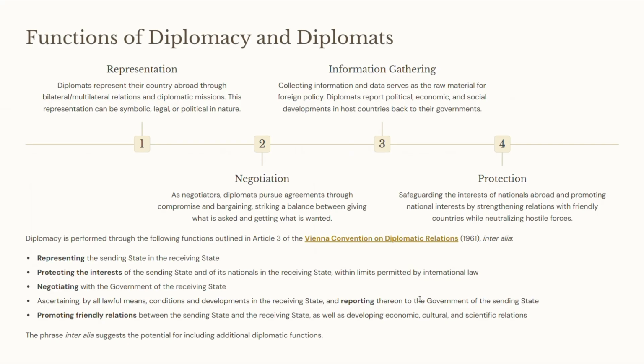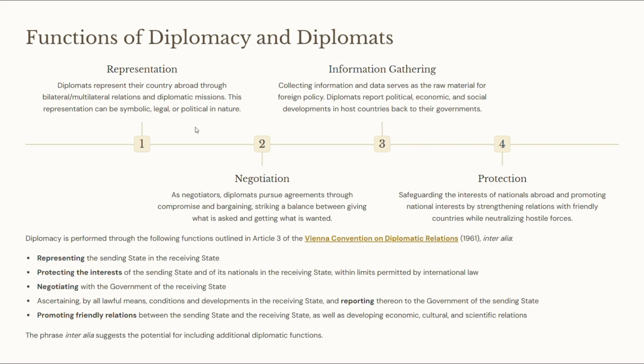The functions of diplomacy and diplomats. In general, if the questions ask you to write about the functions of diplomacy or the functions of diplomats, these are the points that could be included. Okay, the first function is representation.